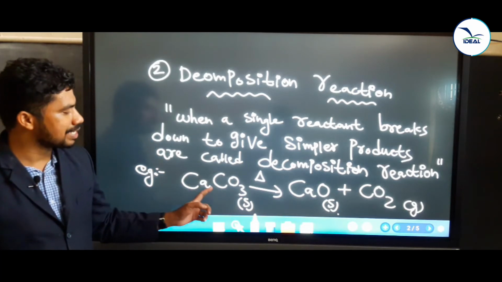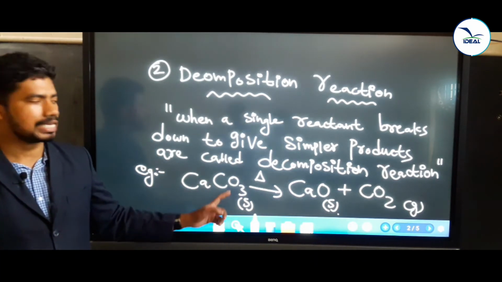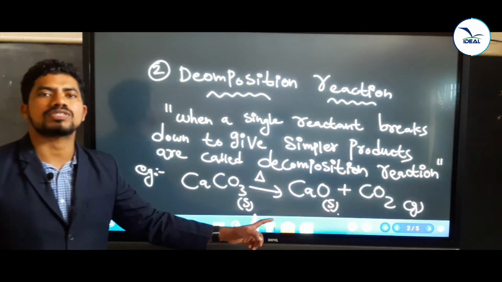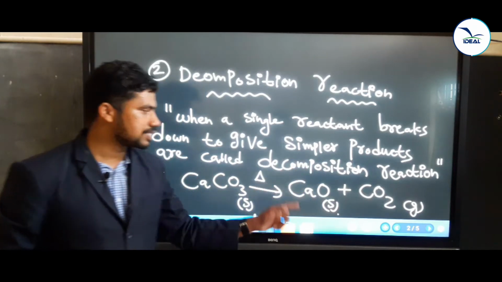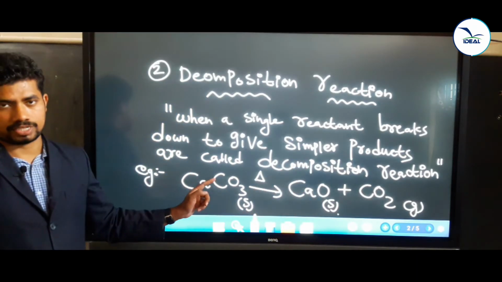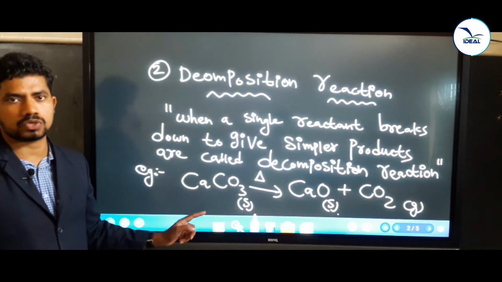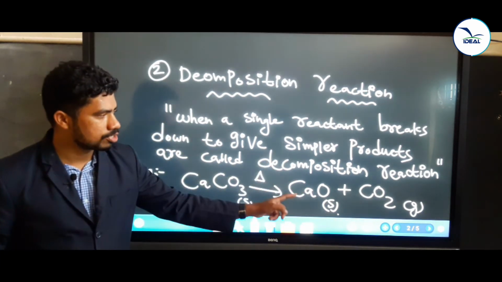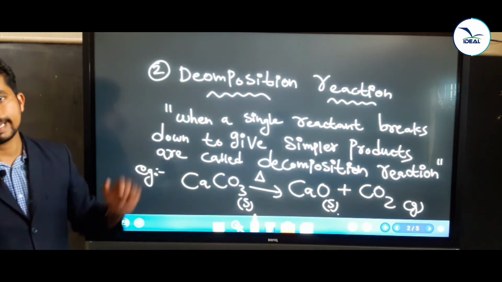Here, what is happening? When we heat calcium carbonate or limestone, we will get calcium oxide and carbon dioxide. Calcium oxide is known as quicklime and carbon dioxide is a gas. Actually, we should heat the reactant, limestone. We have to heat limestone to give the simpler products known as calcium oxide and carbon dioxide. So it is known as thermal decomposition.